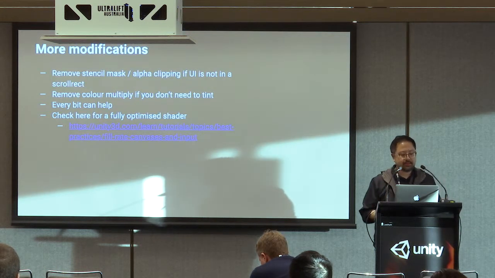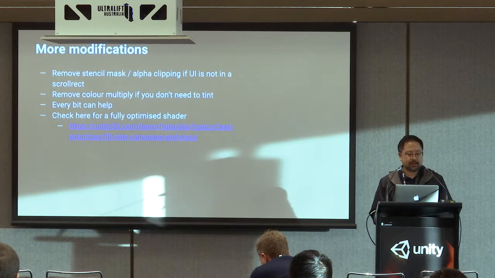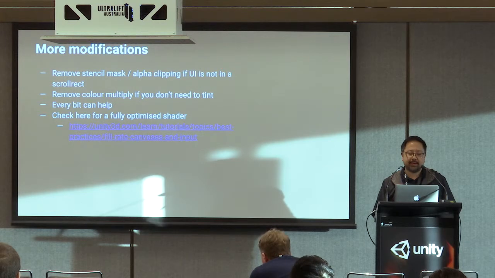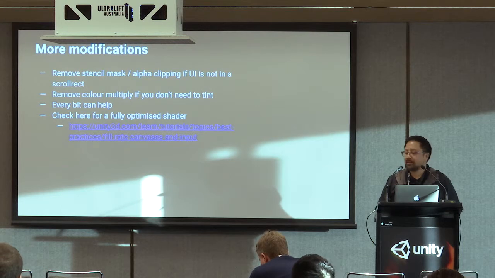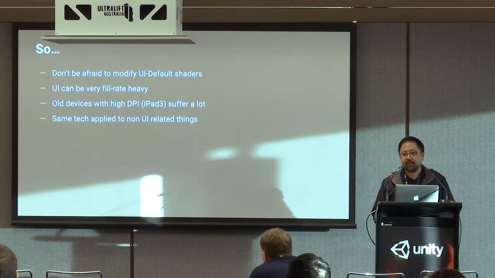Some other things you can do: if you don't use scroll rects or masking, you can remove code related to stencil masking and alpha clipping. If you don't need to tint your UI, you can remove that kind of code too. Every single bit can help, and there's a link from Unity that shows you how to make a bare bones UI shader. So don't be afraid to modify the UI shader. There's nothing too magical going on in there. It's not like looking at the standard shader with 1,000 lines of code.